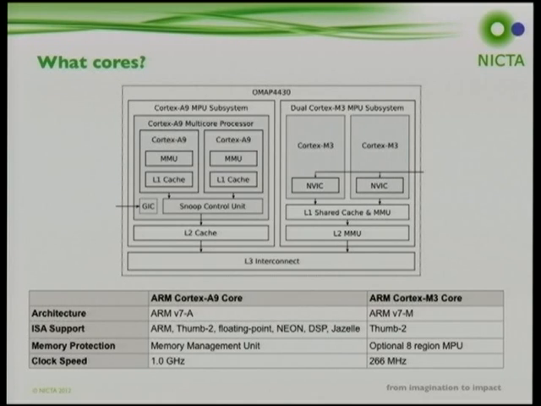The A9 subsystem is presented as a traditional SMP, so it's got shared caches with cache coherency implemented in hardware, while the M3 subsystem, there's no common shared cache between the two subsystems, so cache coherency was always going to be an issue, but we'll come to that a bit later.